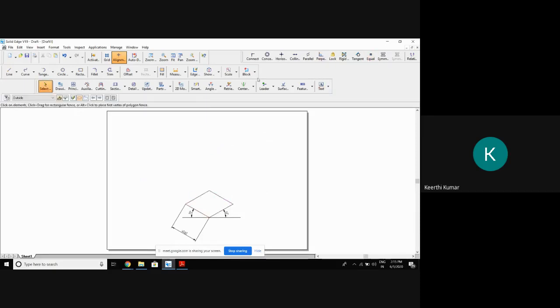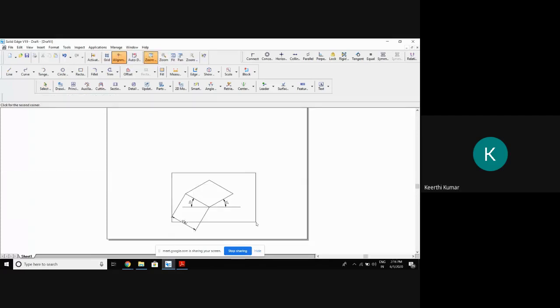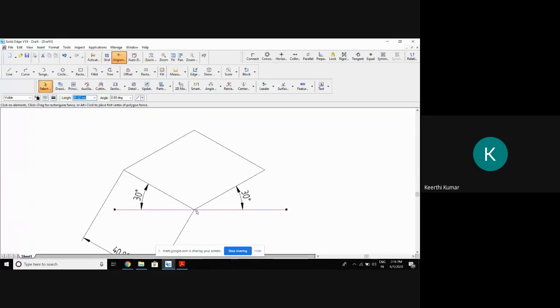Clear? How to draw this? I'll explain once again. First you draw a horizontal line. Take one 30 degree line on one side, a 30 degree line on the other side. Identify what size is required. I know that this length should be equal to 50 into 0.8164. You calculate first, then try to draw the line. Then this line also you calculate and draw. So you are left with these two lines with one dimension.